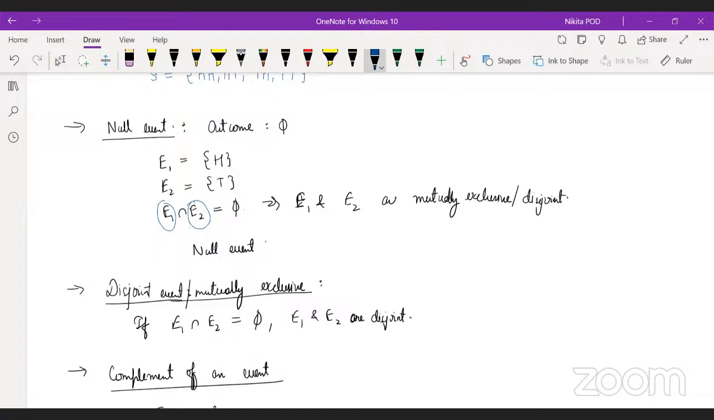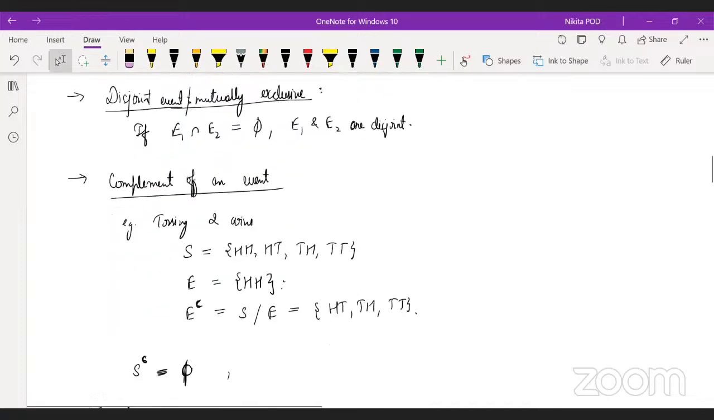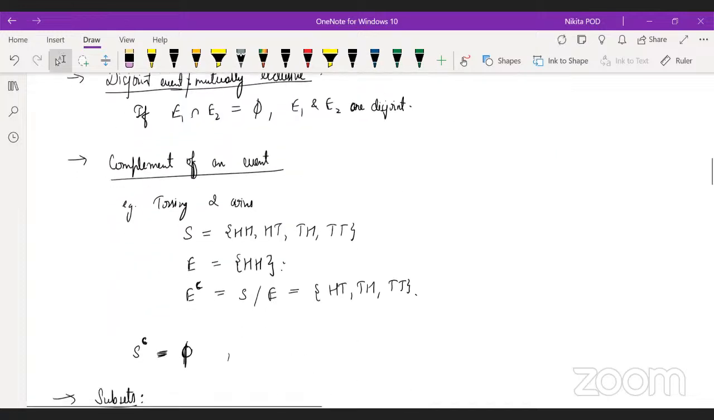Okay. Then complement of an event. What is the complement of an event? Suppose in your sample space you have... here we have an example for the coins. Can you repeat the disjoint event?